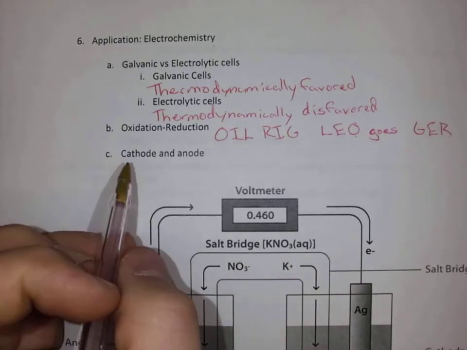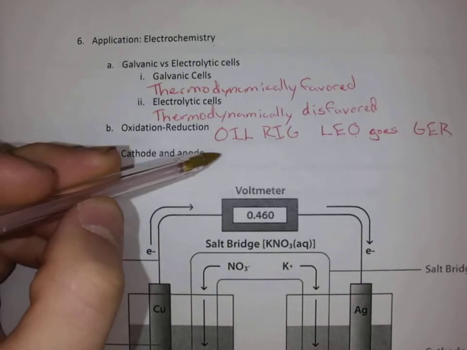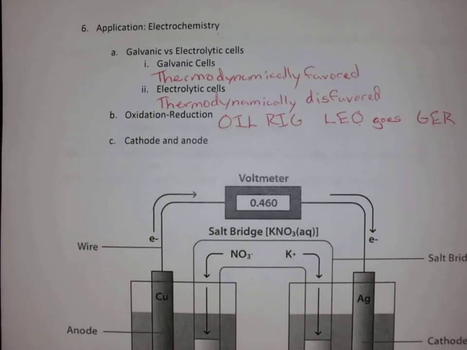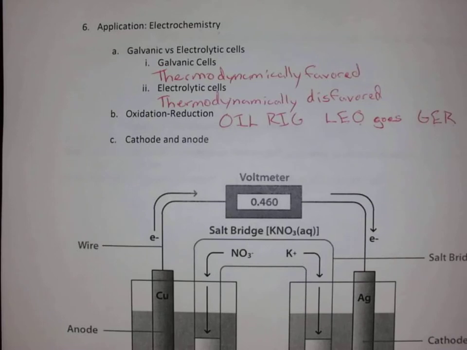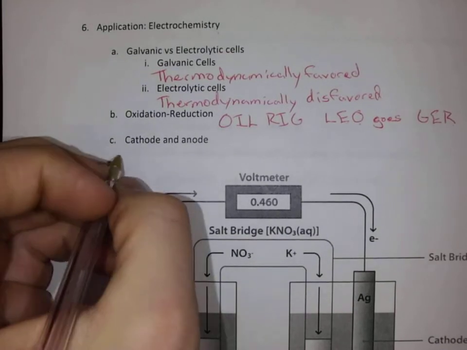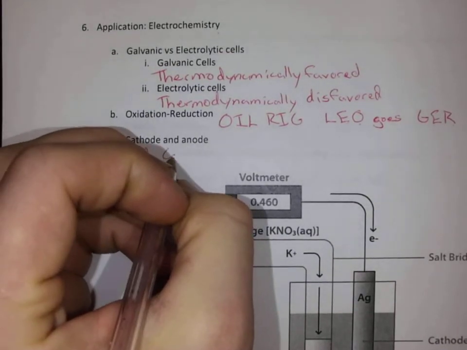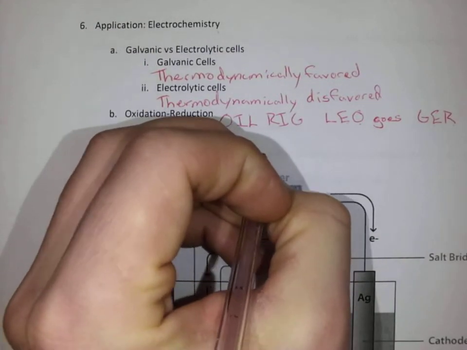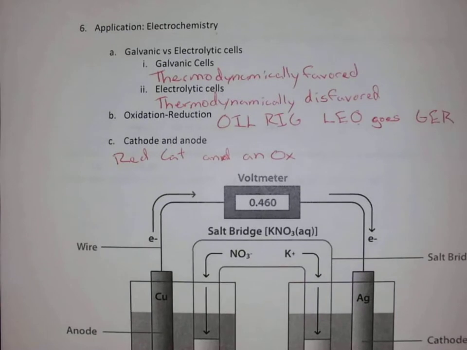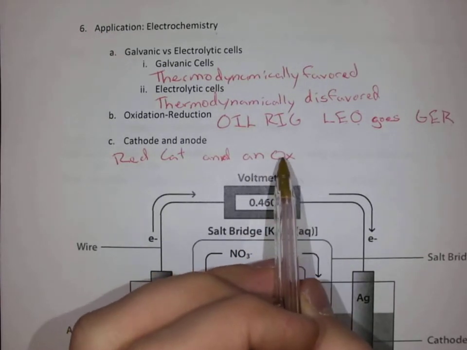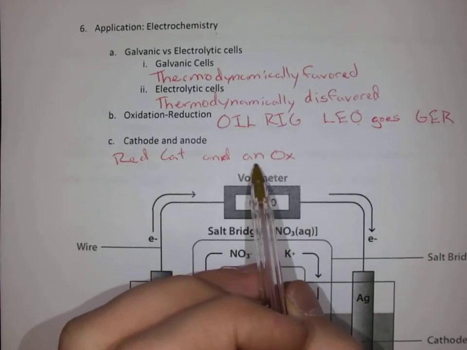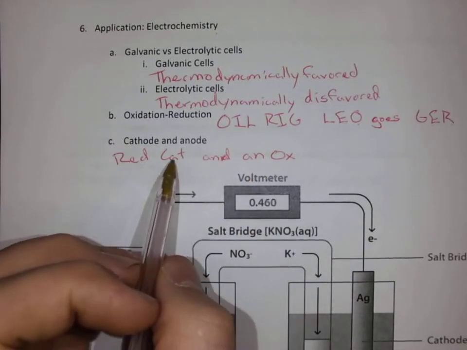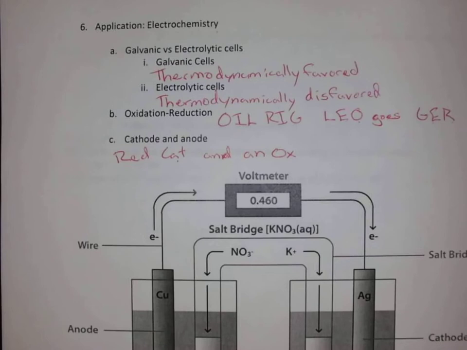We also can talk about our battery here, where we are going to have a cathode and an anode, okay? And we have another way to remember which one is the cathode and the anode. We have a red cat and an ox. Ox, you have an O, so you know you have an anode, not a cathode. So an ox, that is going to happen at the anode. Red cat, cathode reduction, okay?